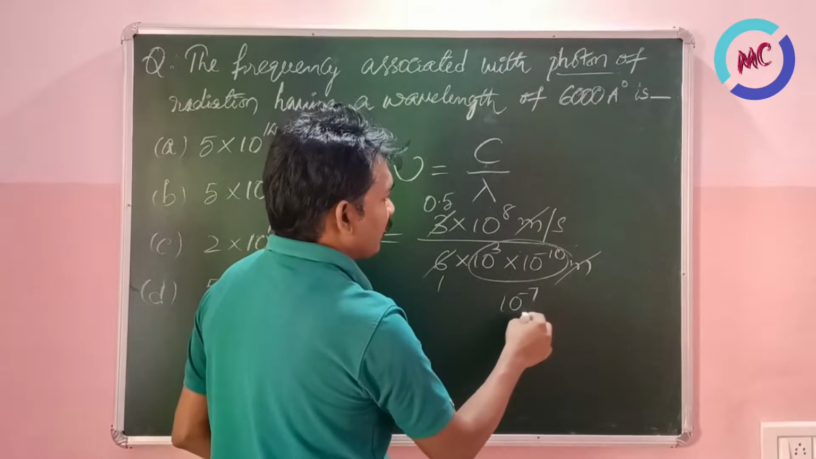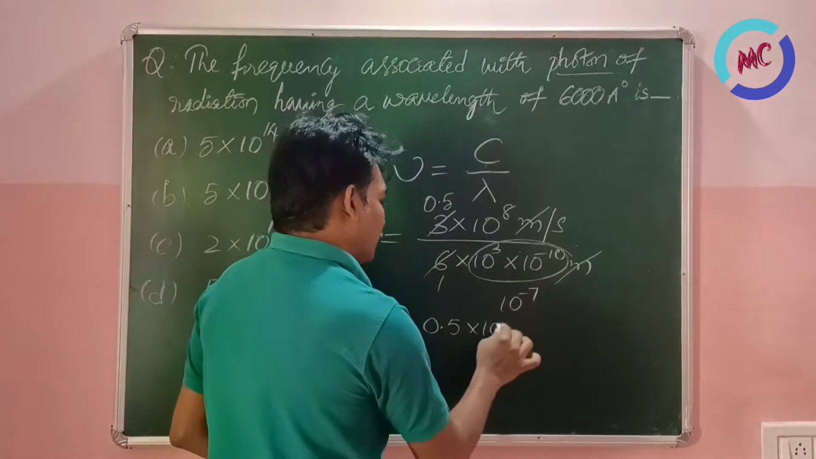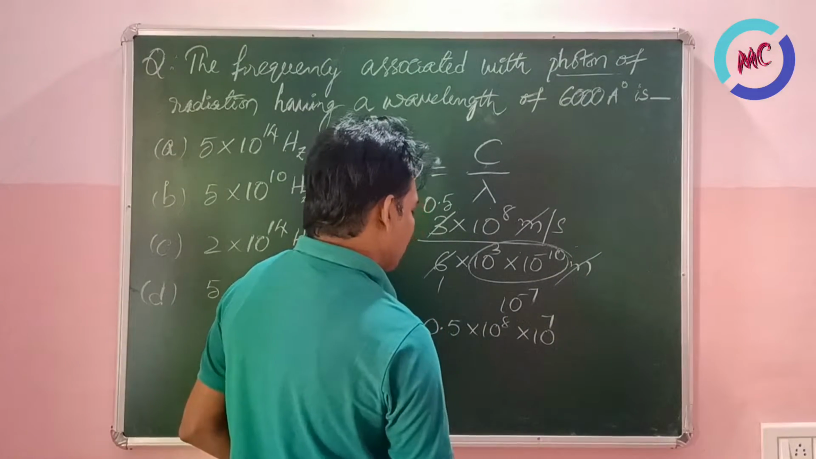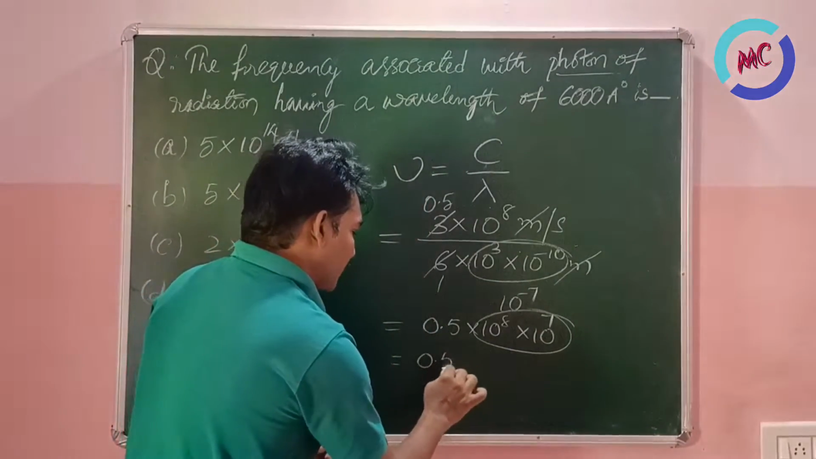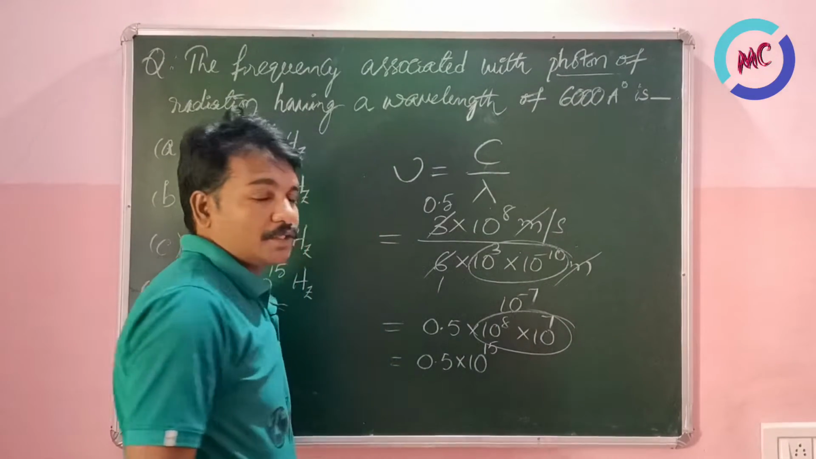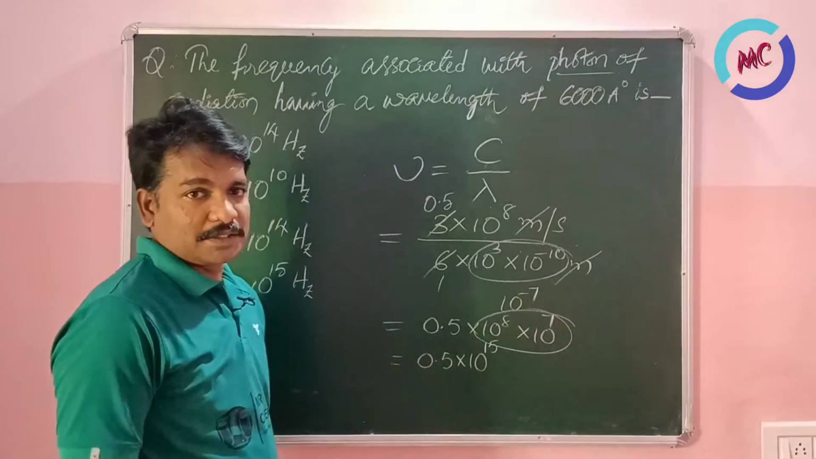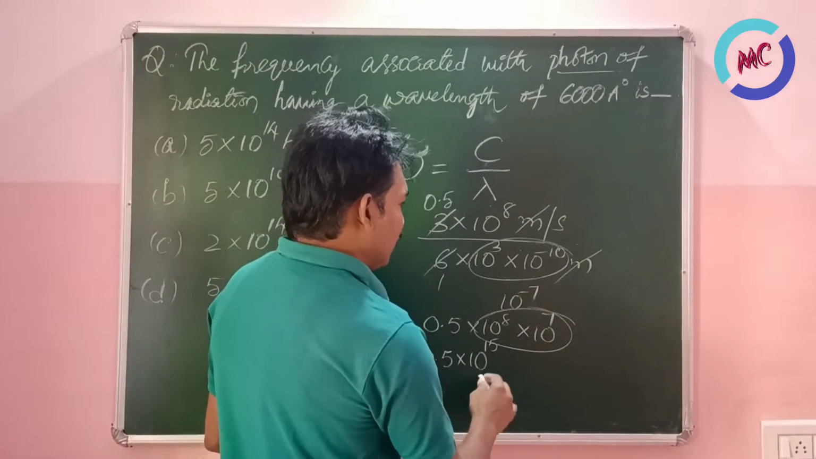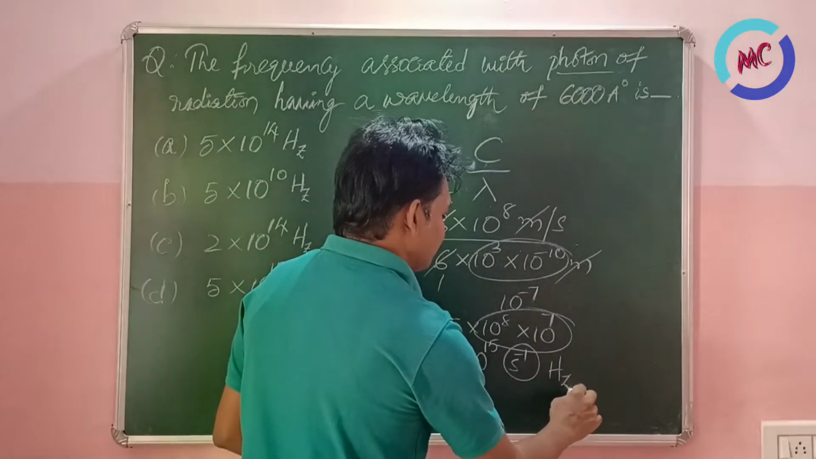This 10 to the power of minus 7 will go up. Then 0.5 into 10 to the power of 8 into 10 to the power of plus 7 becomes 0.5 into 10 to the power of 8 plus 7, that is 15. In maths, you already learned, in a product, if bases are equal, you have to add the exponents. 0.5 into 10 to the power of 15 per second. Per second, in a sense, we can write it as hertz.